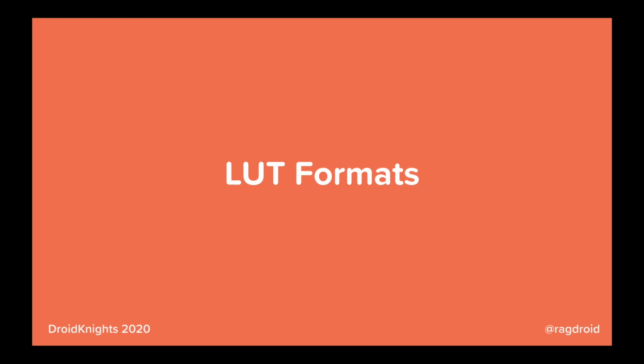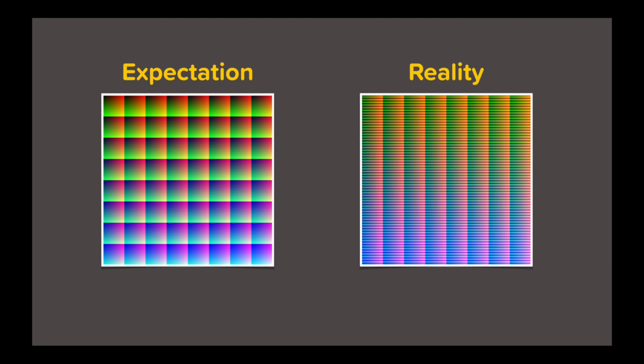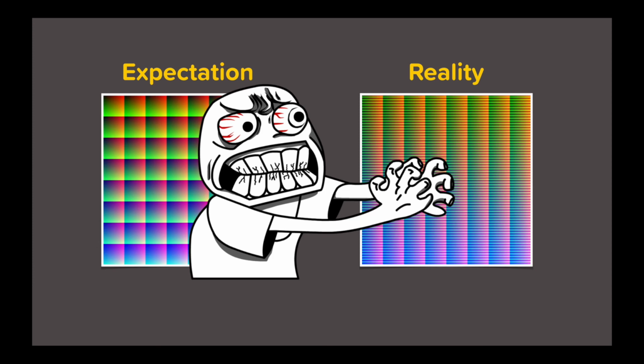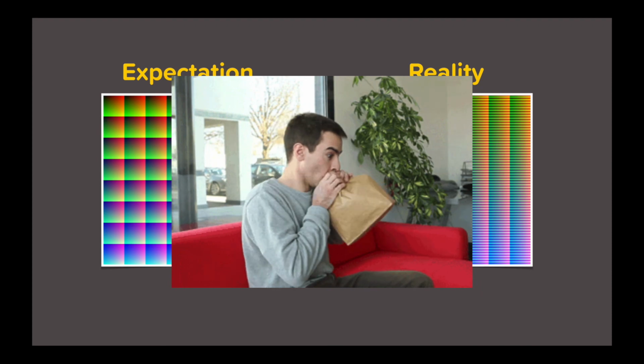And then the next thing was LUT formats. So until now in this talk we have been talking about this square LUT image format. So this was our expectation, and this is what the designers gave us. For a moment, at that point I was like okay, but there is no need to panic. So this is actually a different kind of LUT image, which is called HALD format.